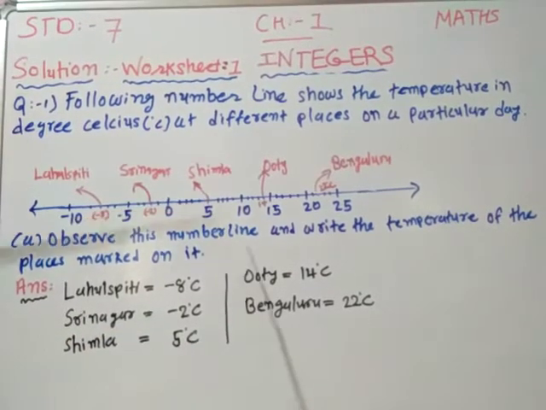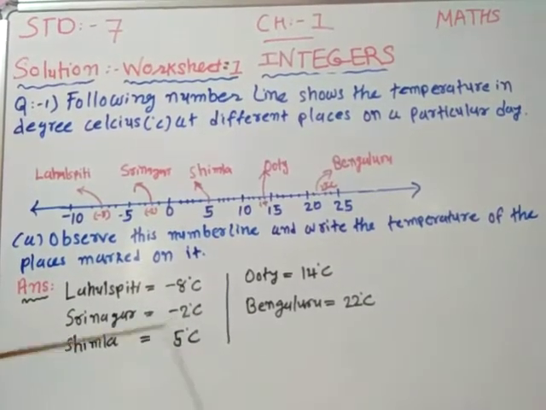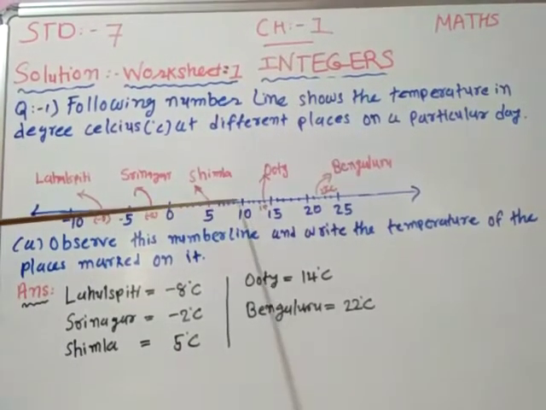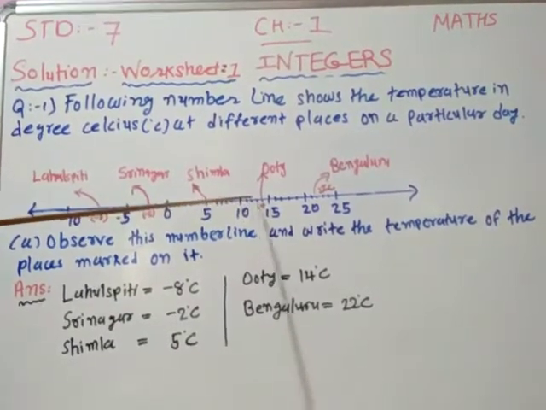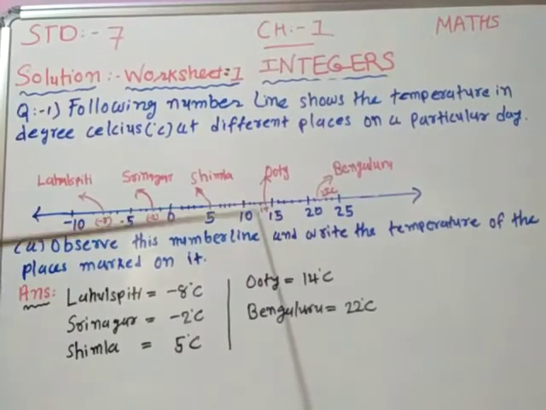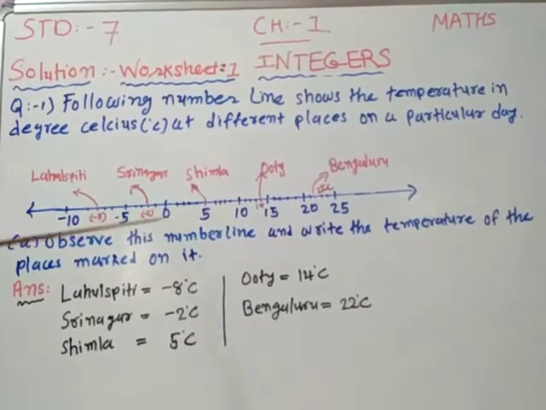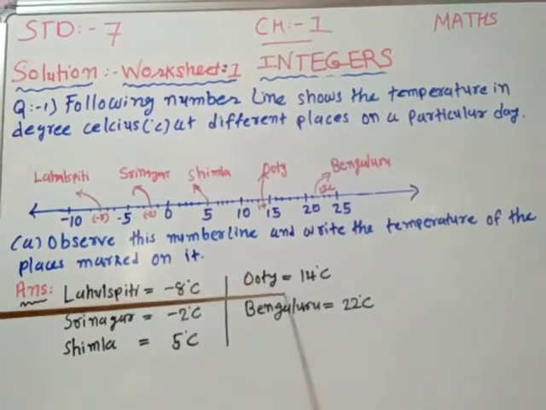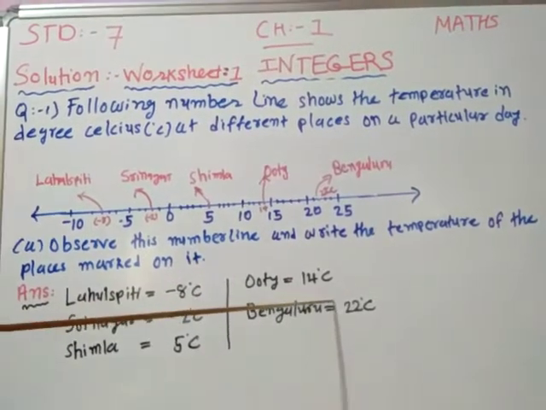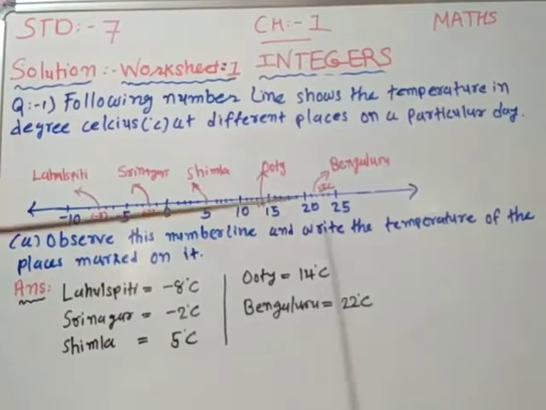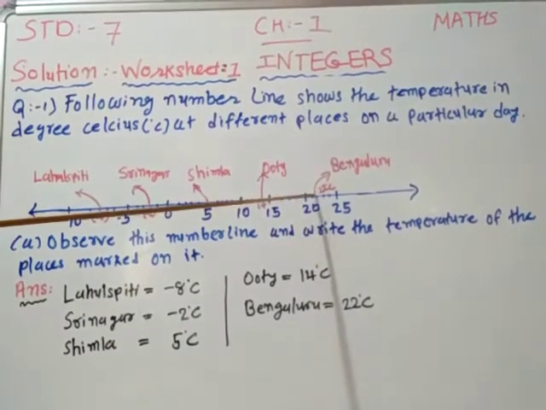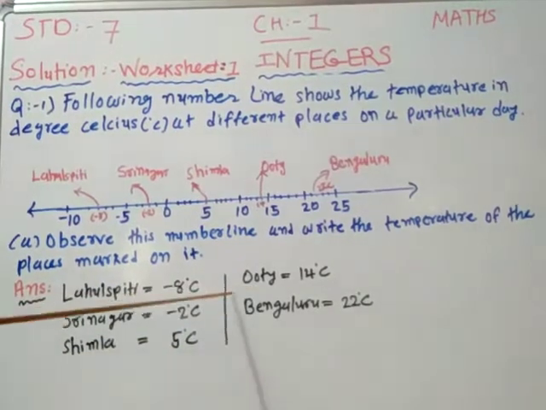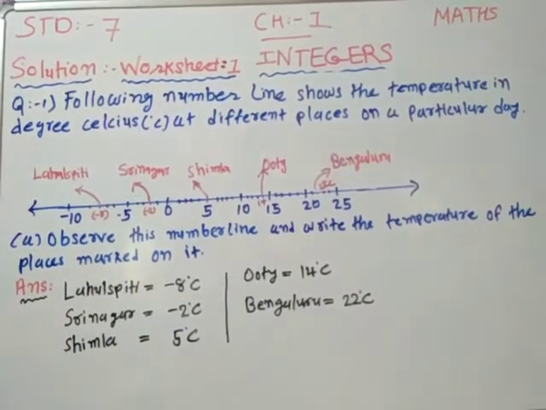Now Shimla is equal to 5 degrees Celsius. Now Ooty. So start from here, it's 10, 11, 12, 13 and 14. Because it's on the right side of the 0, it's positive. So Ooty is equal to 14 degrees Celsius. Now Bangalore. So here it's 20, 21, 22. So the temperature of Bangalore is equal to 22 degrees Celsius.